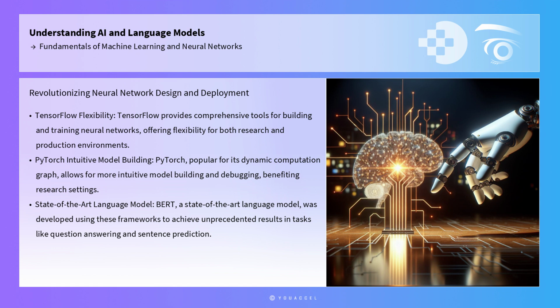Deep learning frameworks such as TensorFlow and PyTorch have revolutionized how neural networks are designed and deployed. TensorFlow, developed by Google Brain, provides comprehensive tools for building and training neural networks, offering flexibility for both research and production environments. PyTorch, popular for its dynamic computation graph, allows for more intuitive model building and debugging, which is particularly beneficial in research settings. For instance, BERT, a state-of-the-art language model, was developed using these frameworks to achieve unprecedented results in tasks like question answering and sentence prediction.